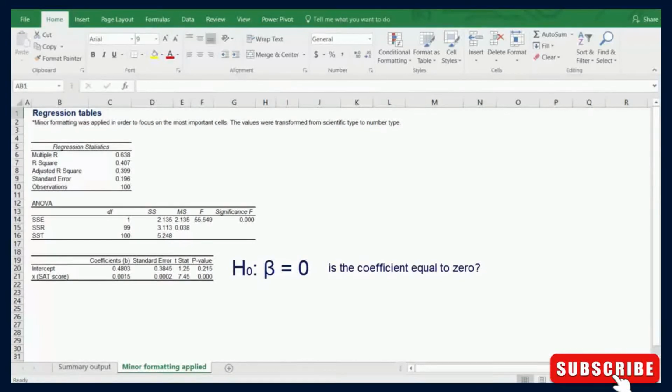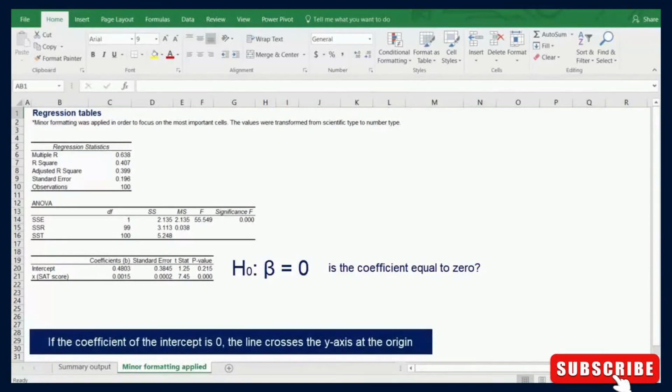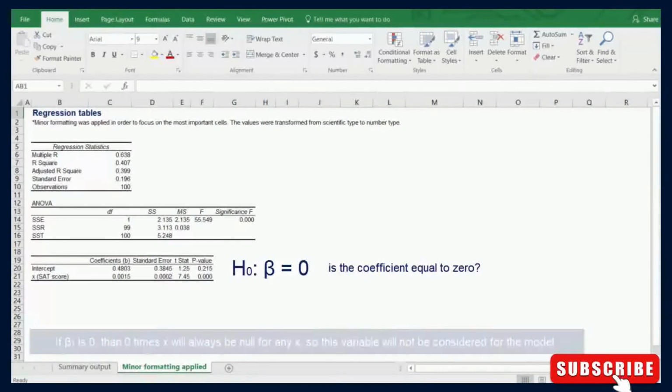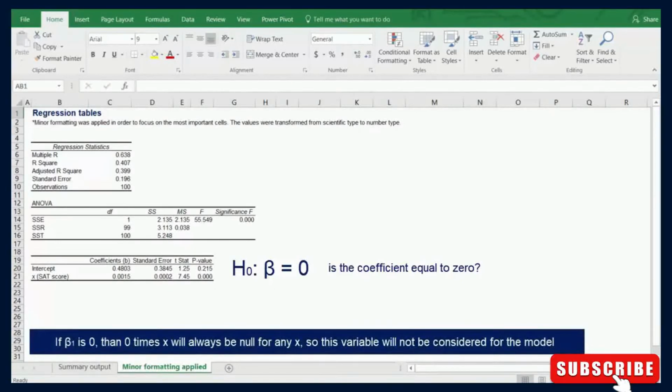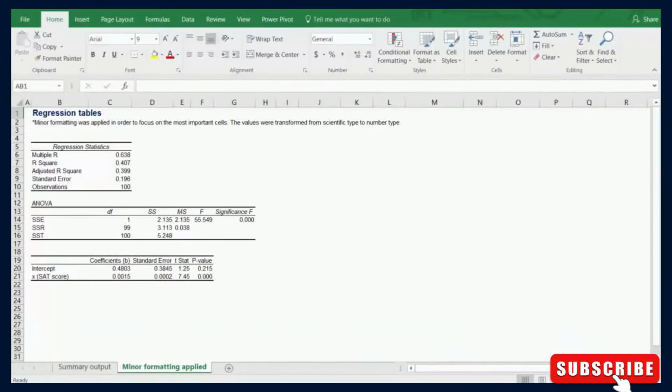If a coefficient is 0 for the intercept, b0 that is, then the line crosses the y-axis at the origin. If beta 1 is 0, then 0 times x will always be null for any x, so this variable will not be considered for the model. Let's paraphrase the null hypothesis. Essentially, it means, is this variable useful? Does it help us explain the variability we have in this case?